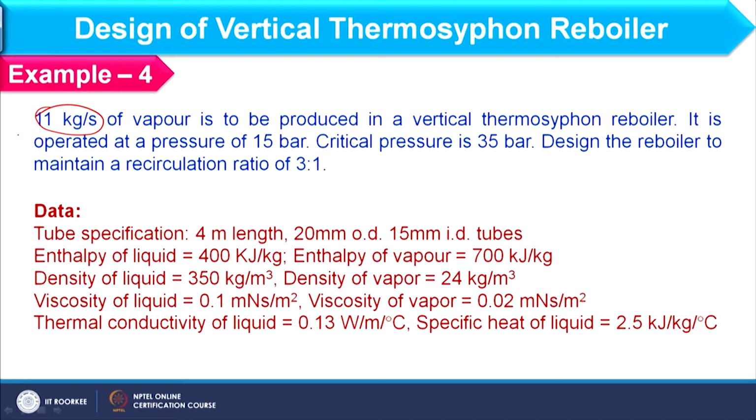Okay. So, here you see we have 11 kg per second of vapor which is produced in vertical thermosyphon reboiler. Operating pressure is 15 bar, critical pressure is 35 bar, and here a recirculation ratio of 3:1 we have to maintain, right. Tube length and other properties are given. I am not going into detail of these.